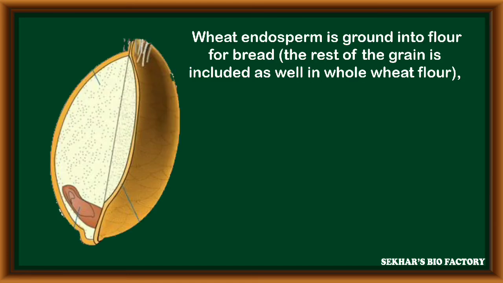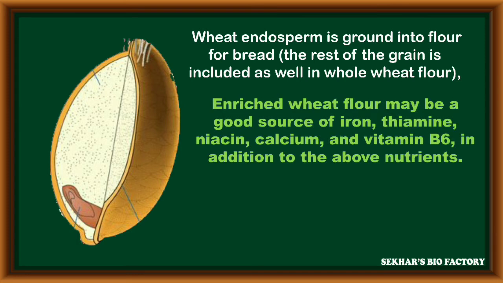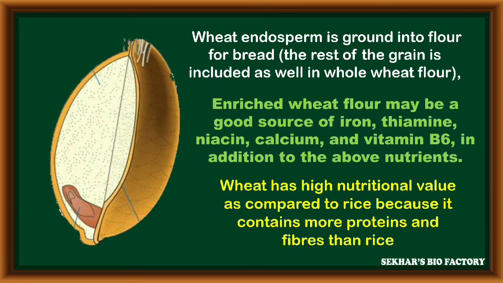In wheat, the endosperm is ground into flour for bread. The rest of the grain is included as well in whole wheat flour. Enriched wheat flour may contain a good source of iron, thiamine, niacin, calcium, and vitamin B6 in addition to the above nutrients. Wheat has higher nutritional value compared to rice because it contains more protein and fibers than rice.